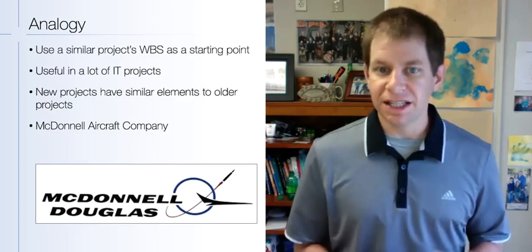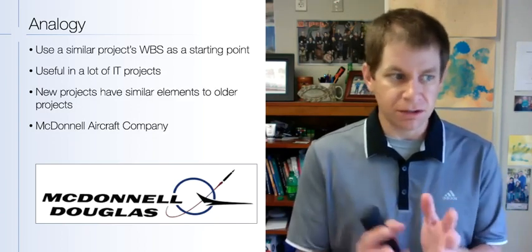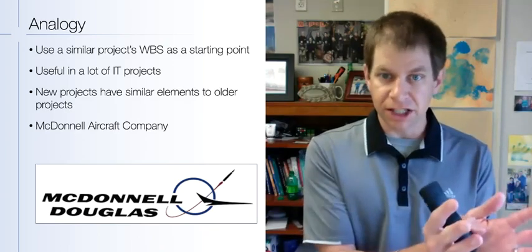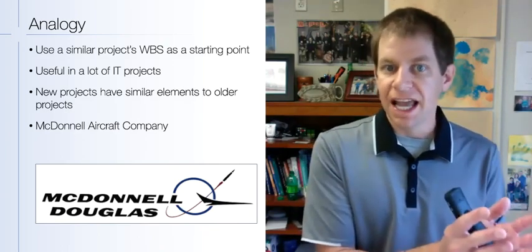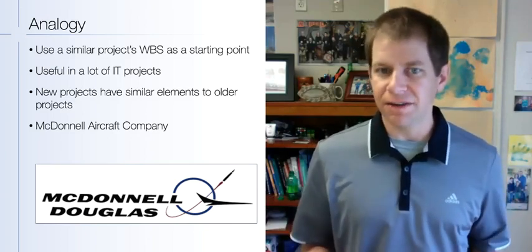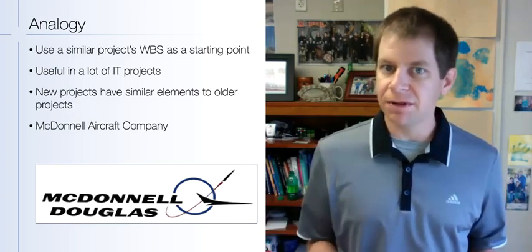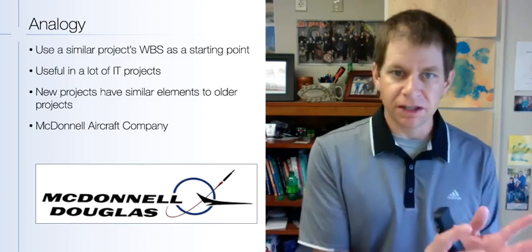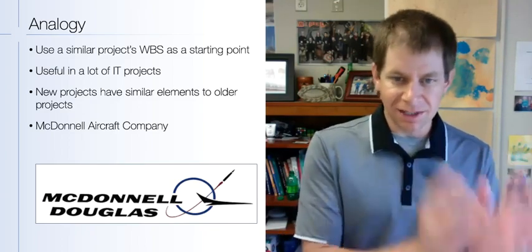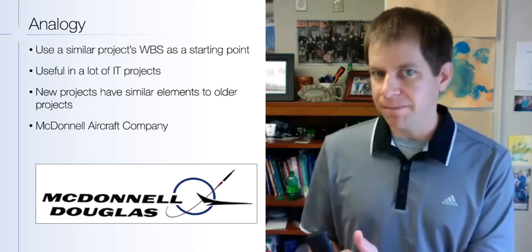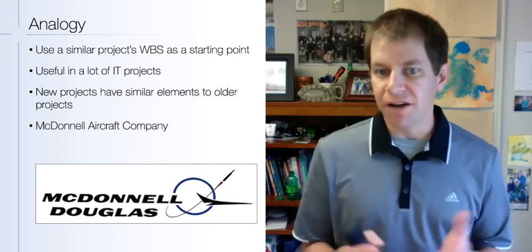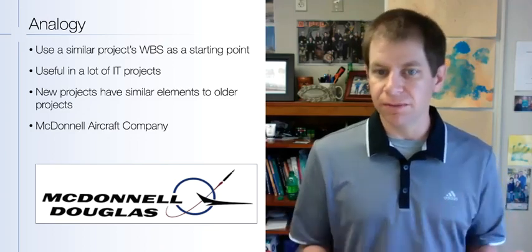Another approach is the analogy approach. That's where you just use a similar work breakdown structure, not guidelines, but literally a work breakdown structure that has been used, and then adapt that and use that as a starting point. This is useful in a lot of IT projects. There's a lot of uncertainty in IT projects. So if there's a work breakdown structure for a project that is similar to one you will be working on, then you can start with that and adapt it to fit your needs. New projects often have similar elements to older projects.